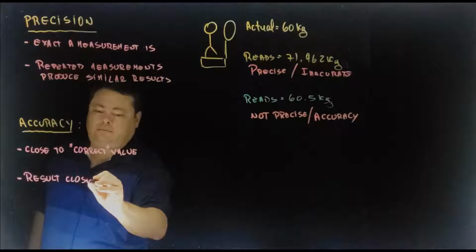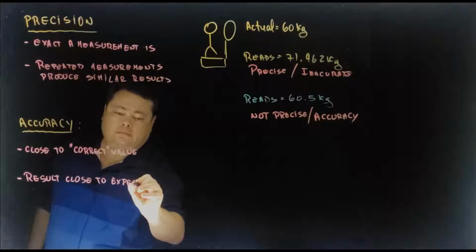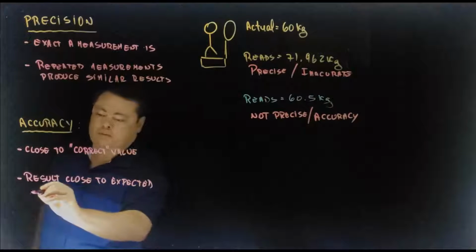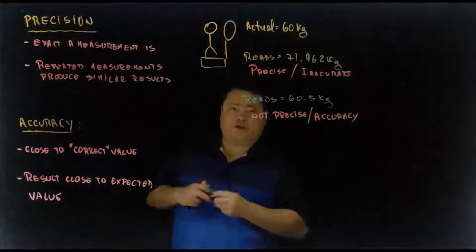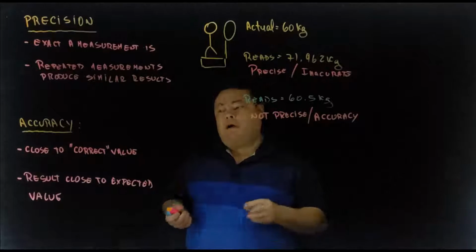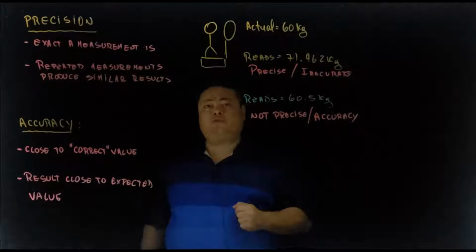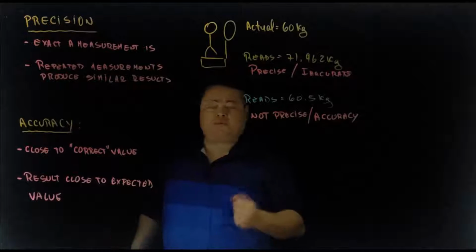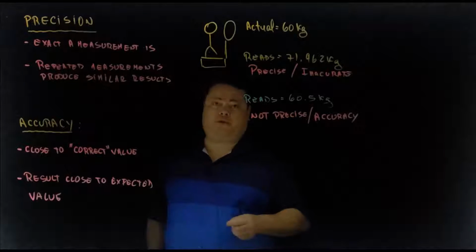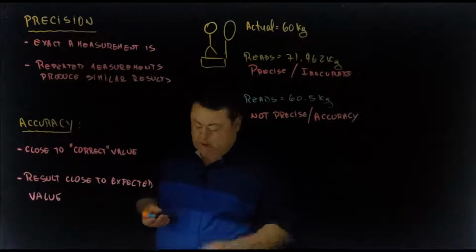the expected value. So you're measuring the acceleration due to gravity, and you expect it to be 9.8 meters per second squared, and the result is close, 9.9 meters per second squared, 10 meters per second squared, then your result will be accurate.